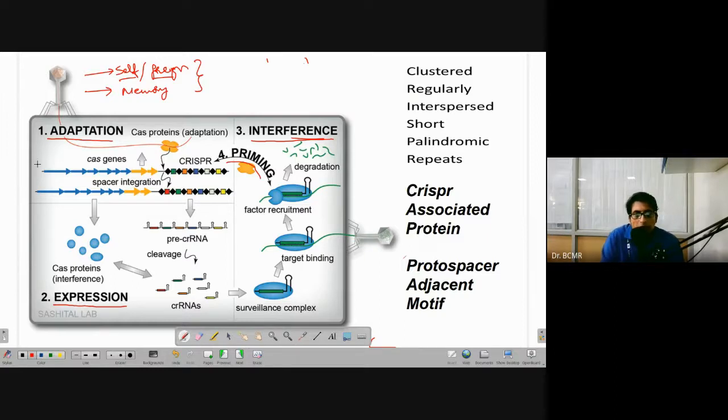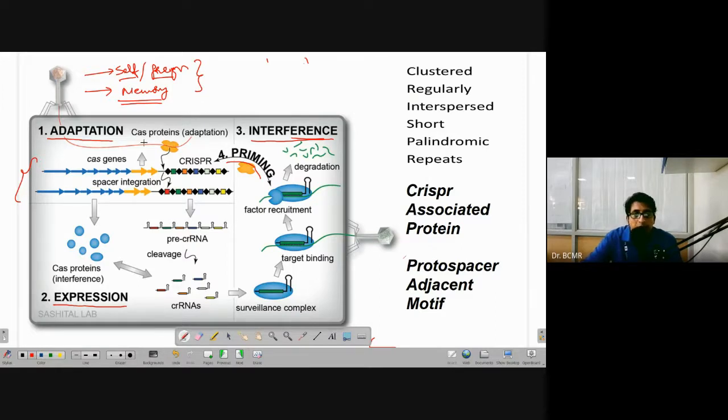Not all bacteria have a CRISPR-Cas. These systems are not present in all bacteria. Some strains, some E. coli strains for example, do not have it. Adaptation is about generating memory.